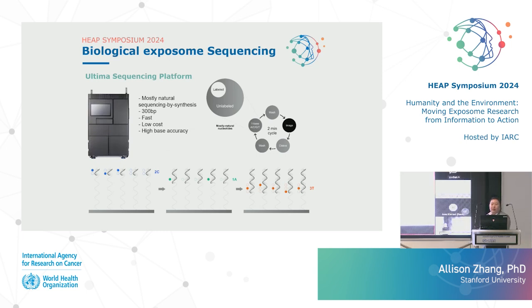For the sequencing platform, we actually use an Ultima sequencing platform. This is a rather new platform. Similar to the Illumina sequencing platform, this is also sequencing by synthesis, but the difference is that the incorporation of the base is reversible, meaning those bases can be washed out at the next step, and this makes the entire sequencing platform a lot faster and lower cost.